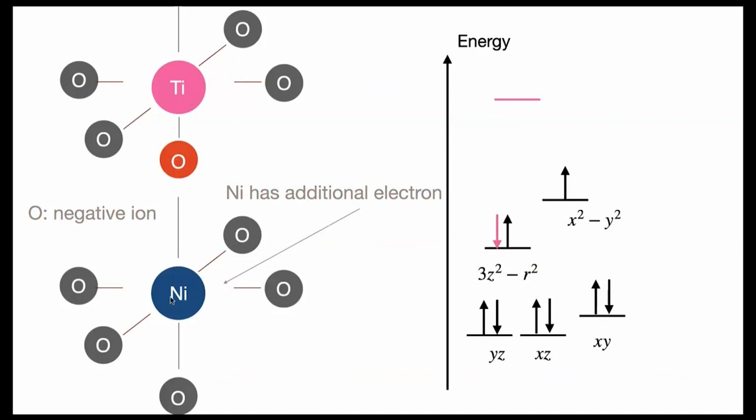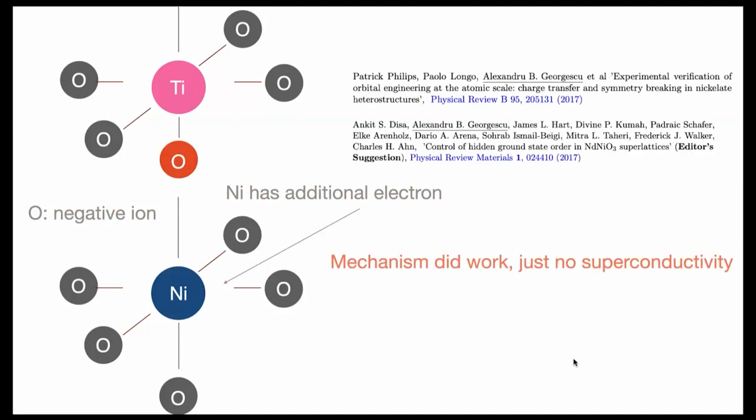This gives you a difference in charge on the ions, and then you pull this oxygen. And this would lead to this distortion. And this didn't lead to superconductivity, but the basic picture did work in terms of orbital order. And it led to pretty interesting physics.